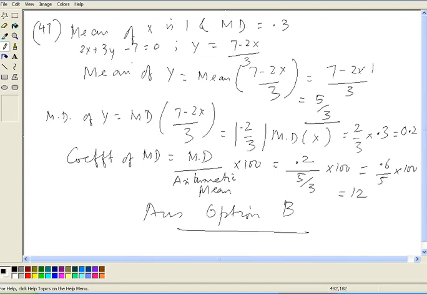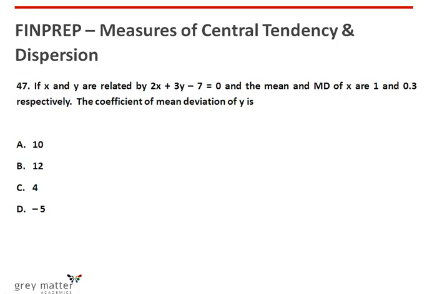Now mean of y is mean of (7 minus 2x) by 3, which on evaluation we get as 5 by 3. Now mean deviation of y is equal to mean deviation of (7 minus 2x) by 3, which is absolute value of minus 2 by 3 into mean deviation of x, which works out to 0.2. Now coefficient of mean deviation is mean deviation by arithmetic mean into 100. Mean deviation is 0.2, the mean is 5 by 3, multiplied by 100 you work out as 12. So the answer is option B. Going to our PowerPoint presentation, it is option B, which says it is 12.